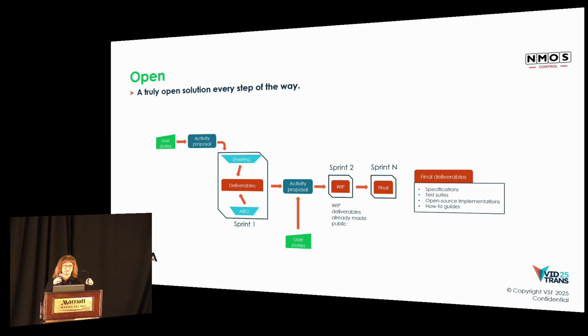the public domain. It could be artifacts we create out of a sprint. It could be an activity. It could be anything. It could be a specification, a test suite, an open source implementation, a how-to manual, a guide. All of these end up in the public domain, and they're tangible. You can find them. You don't need to pay for them. That's the process.